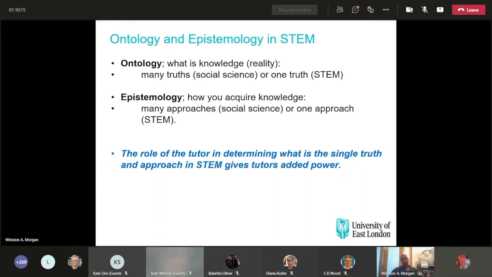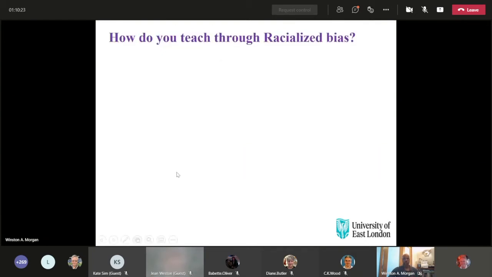And it's a two-way process. Not only is it down to the student to become closer, the tutor has to make that possible for the students to do that. So how do you teach through these racialized biases? We have them, we have to acknowledge that we have them. How do we teach through them?